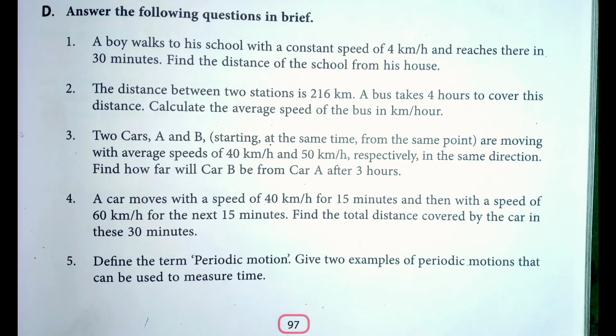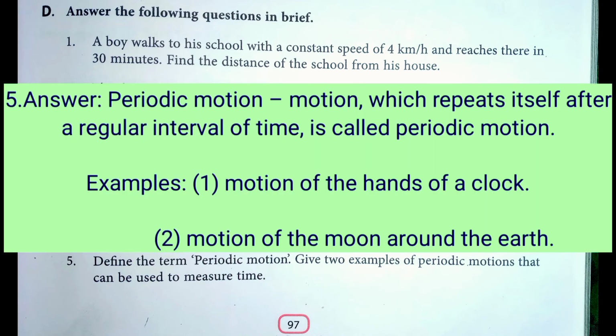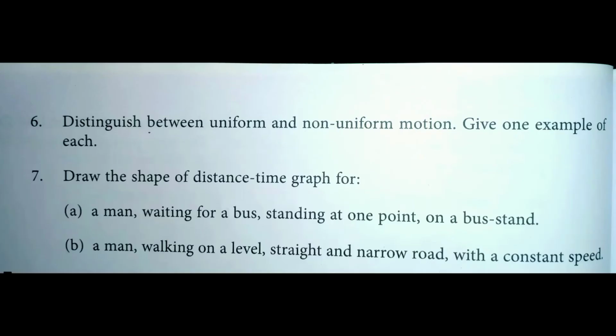Question number 5. Define periodic motion. Give two examples of periodic motion that can be used to measure time. Answer. Periodic motion: motion which repeats itself after a regular interval of time is called periodic motion. Examples. First, motion of the hands of a clock. Second, motion of the moon around the earth.